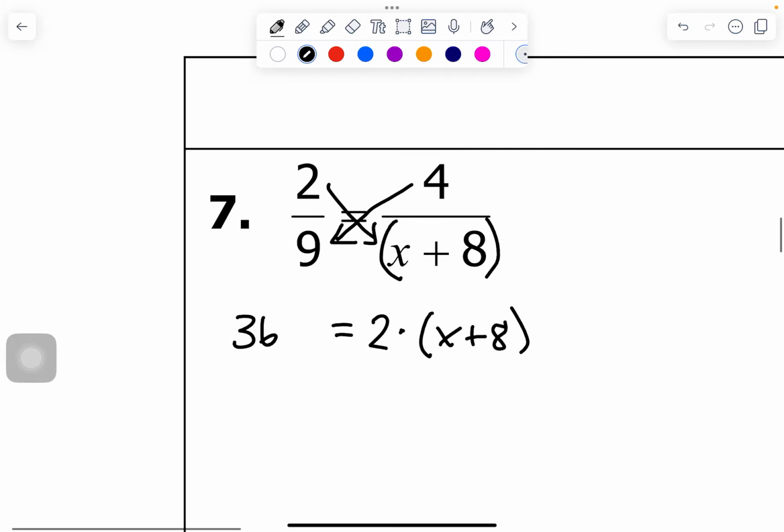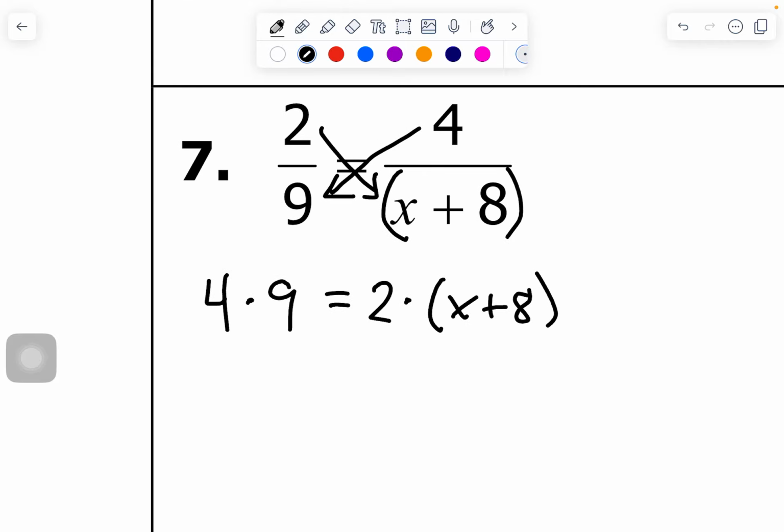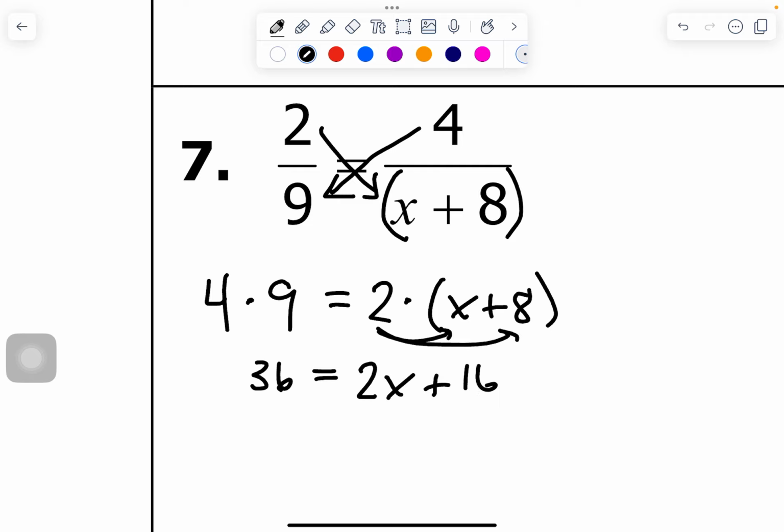I know during class I even tried to convince some of you to write this as a multiplication problem before you actually multiply. That way the first step literally is just the cross multiplying part without actually multiplying, just to make sure we don't forget any pieces, especially on the right-hand side here, where we're going to have to distribute. So 4 times 9 was 36. On this side, I'll distribute, and I'll get 2x plus 16.